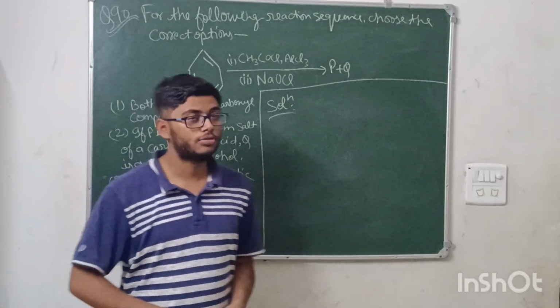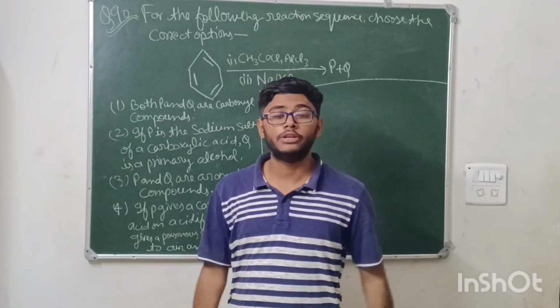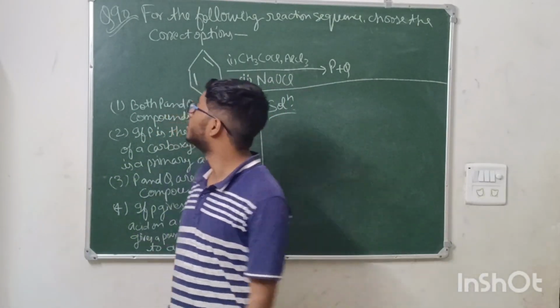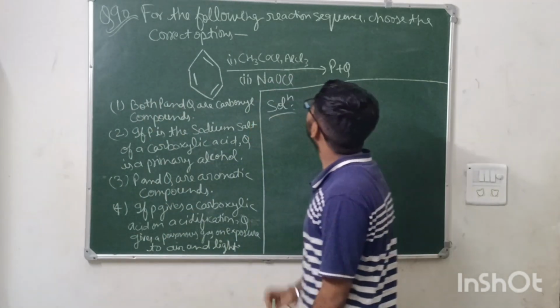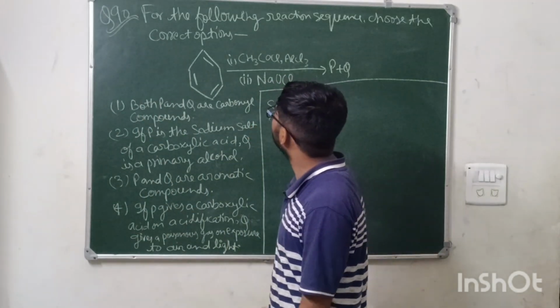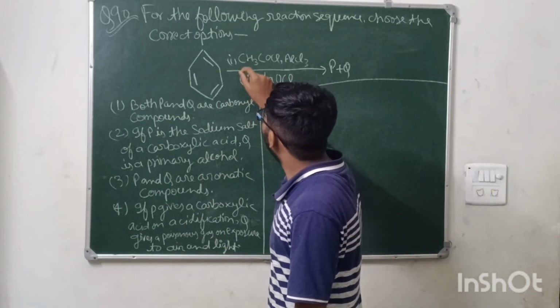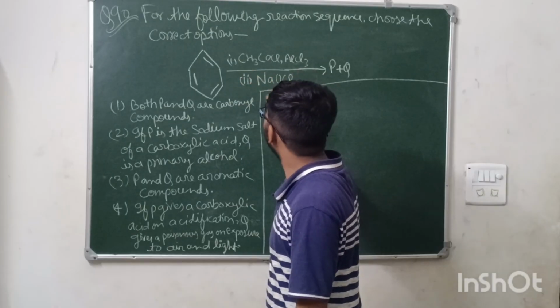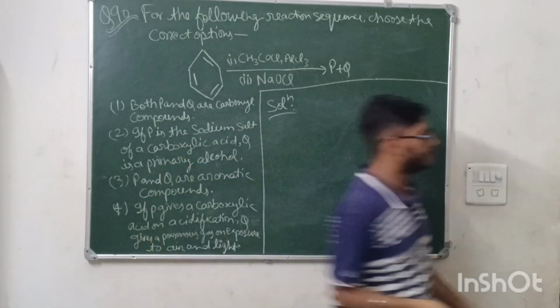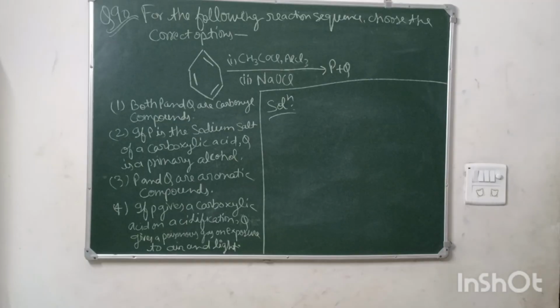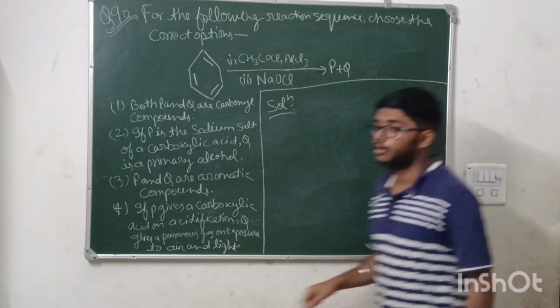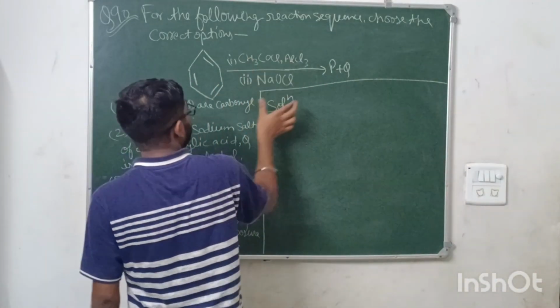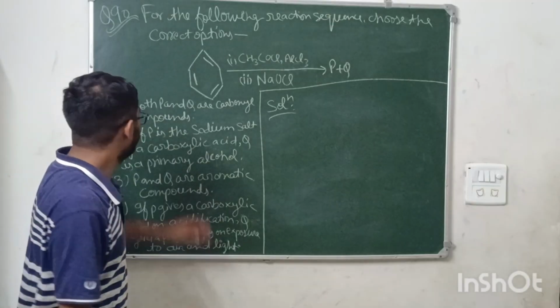Okay, now moving on to the last question of the NEET 2026 chemistry section. Question number 90. It is saying, for the following reaction sequence, choose the correct option. You have been given a benzene. You have to add CH3COCl, AlCl3 and NaOCl. Okay, you have to add these 2 reagents and P and Q will be formed. Okay, you need to verify the options.